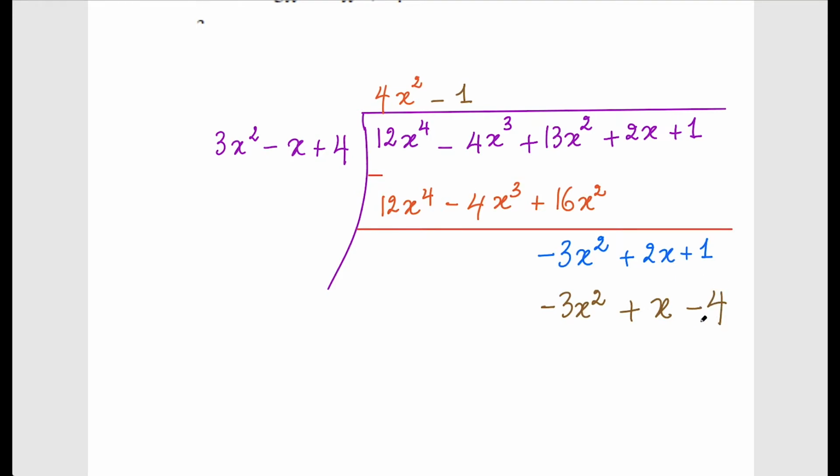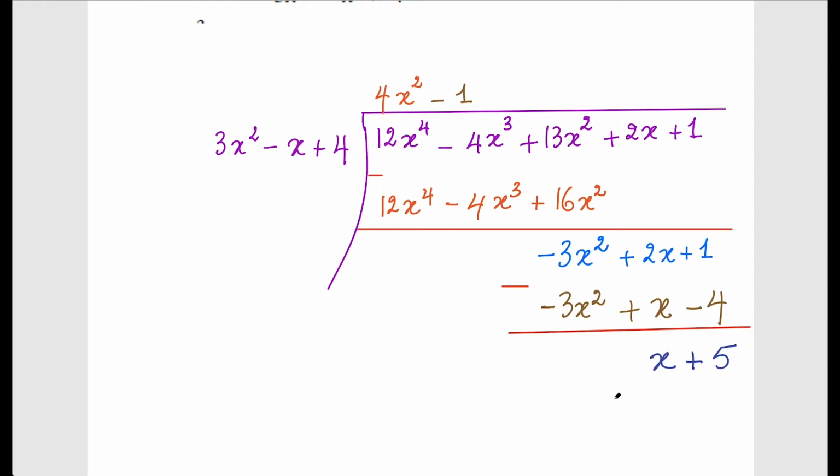Is negative 4. Okay? And then subtract the brown one from the blue. And we obtain what? This and this cancel. 2x minus x, right? 2x minus the plus, so minus x is minus 1x. So 2x minus x is x. Plus 1 minus the minus is plus, right? The opposite of the opposite is plus. So 1 plus 4 is 5. Correct? So we get x plus 5 so far.